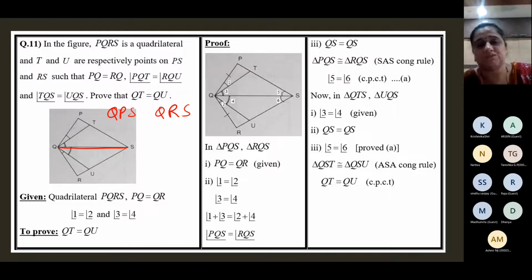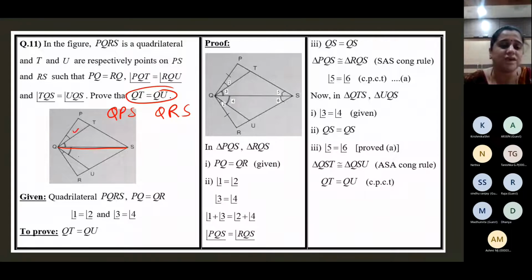What should you write through CPCT? You must write that equality depending on which two triangles you are going to take up to show that QT is equal to QU. If you wish to take up these two triangles to show that QT is equal to QU, then you must say this angle is equal to this angle, because that is relevant information to these two triangles. If you want to take up this triangle and this triangle and show that they are congruent and prove that QT is equal to QU, then you must say that this angle is equal to this angle through CPCT.